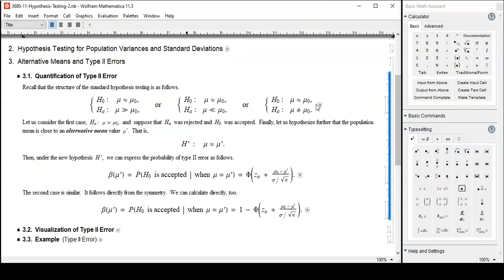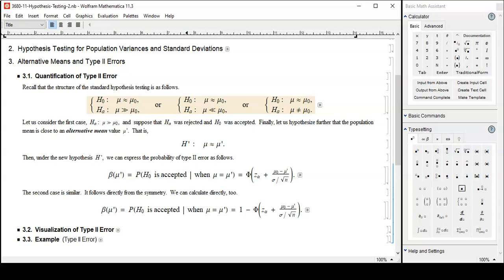Here we go. The structure of null and alternative hypotheses. And then let's consider another hypothesis: mu is about the same as mu prime, which we call an alternative mean. That's a term, alternative mean, but this H prime is not referred to as an alternative hypothesis. Alternative hypothesis is either this, mu is greater than mu 0, or that, less than mu 0. In some cases, just different from mu 0. Those are called alternative hypotheses. This one is just different.